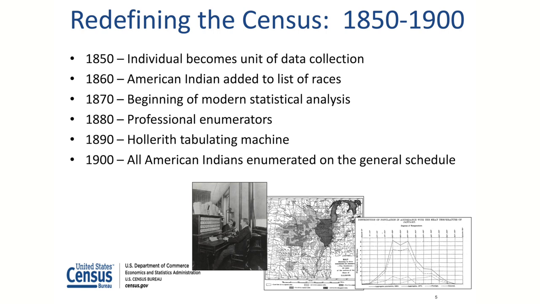In 1900, we started using experts in a variety of our areas. For example, when we did the census of American Indians in 1900, we used sociologists to go out and help collect this data, sociologists and anthropologists. And for some of the smaller tribes, this was the only information that we had gathered on those tribes. We did enumerate all American Indians on the general schedule.